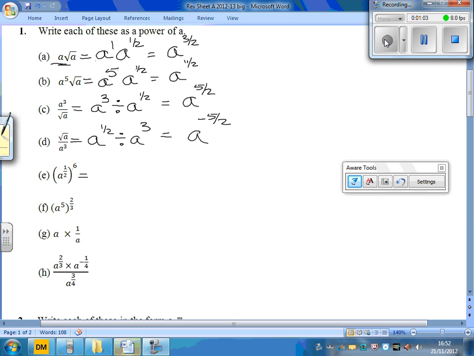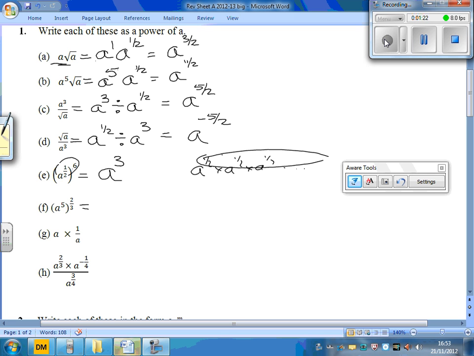We've got a to the half all to the power of 6, and we can just simply use the rule that you times the powers together there. You've got a to the power of 3. If you want more of that, it's a to the half times a to the half times a to the half 6 times, and of course 6 halves are all going to add up to 3.